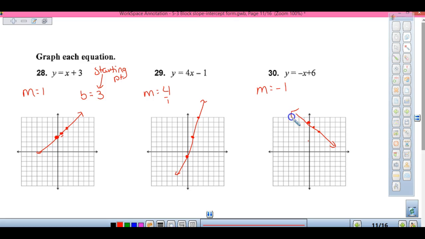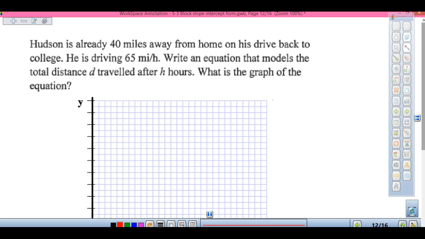You have to connect your points and make a line. Some of us are just putting points on our paper. The whole point is that we have a line. That's it, because all they're asking us to do is graph it. And so that's what we're doing, is graphing it.